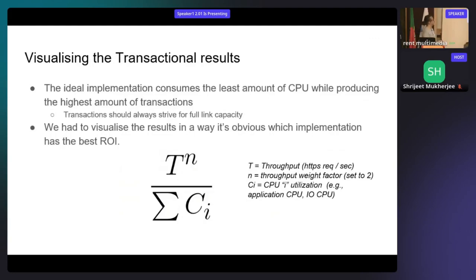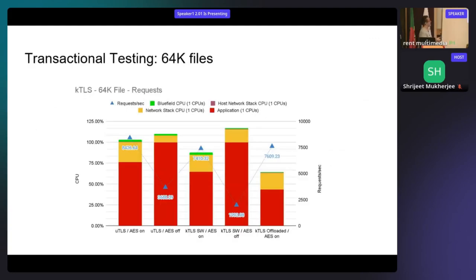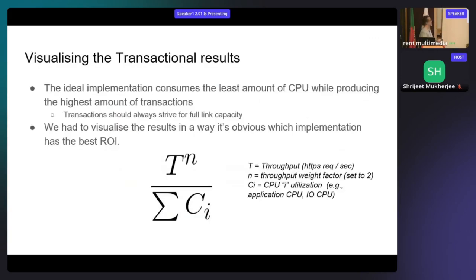So the formula is as follows. You take the transactional throughput, how many HTTP requests per second you're able to achieve, square it, and divide by the sum of the red CPU and the yellow CPU. You sum them up to see how much CPU I spent. The reason we picked the square is because we want to give preference to throughput, or transactional throughput.